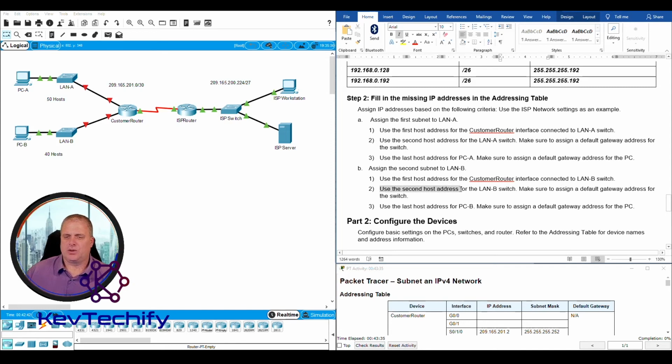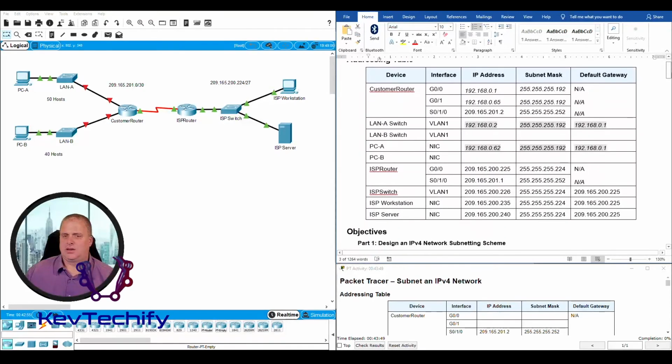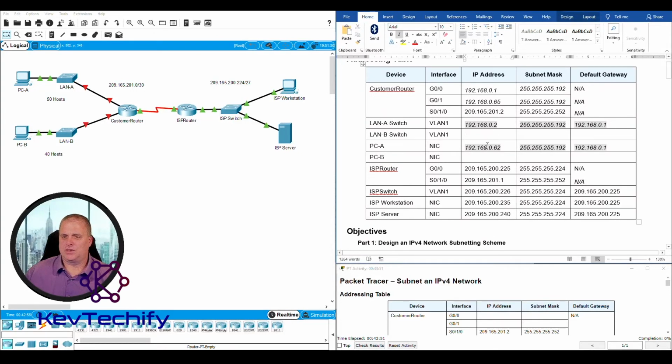B2, use the second host address. We use .65 up here for the router interface. Second one, .66 for the LAN B switch. Make sure to give it a default gateway. LAN B switch, the second one. Once again, we used .65 here. So we got to add one more to that, 192.168.0.66. The subnet mask stays the same for all these devices here. 255.255.255.192. And then the default gateway.